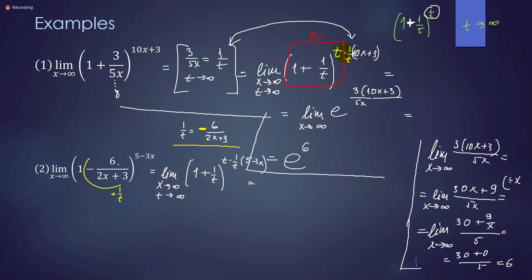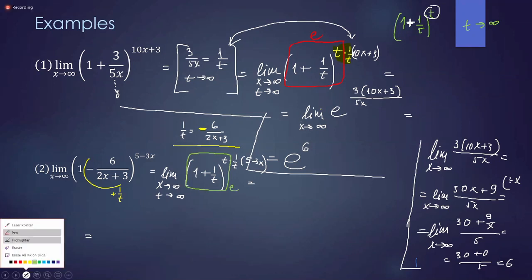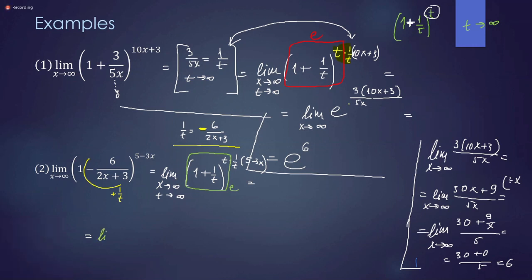We can write limit when x tends to infinity, we can have e to the power. Now 1 over t is actually this. So instead of 1 over t, I write minus 6 over 2x plus 3 multiplied by what we have, 5 minus 3x. So 1 over t is this part, and then 5 minus 3x, of course, needs to be included very carefully. And again, we know that it will be e to some power.